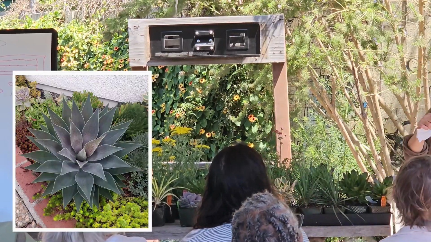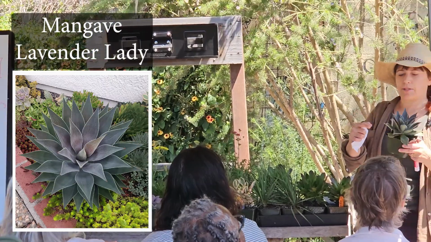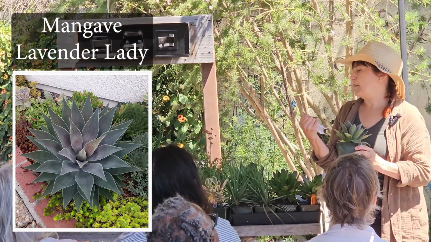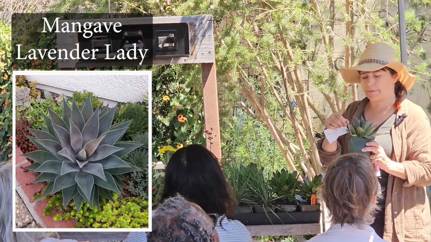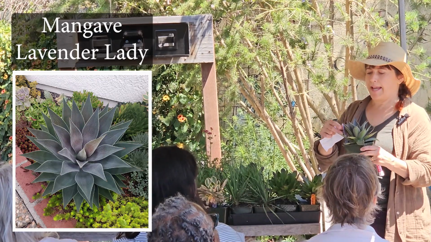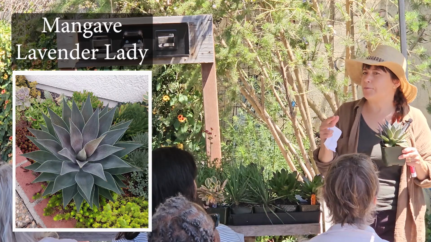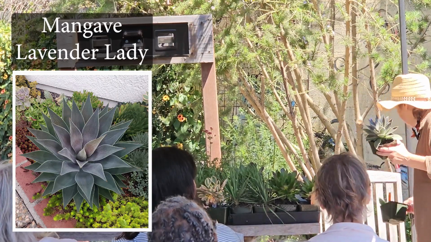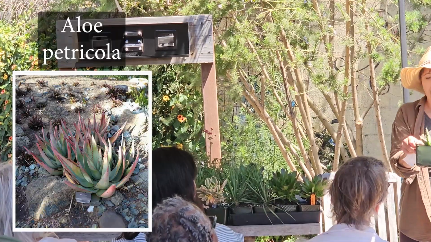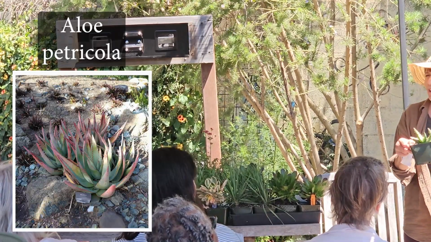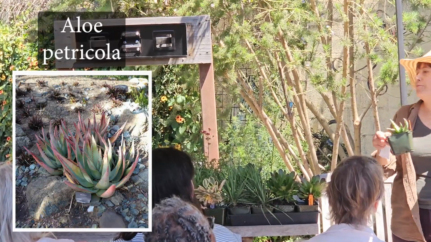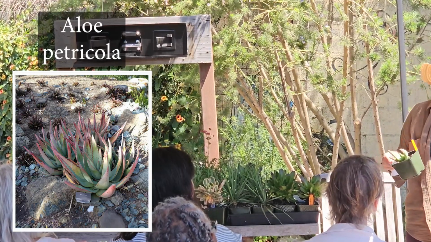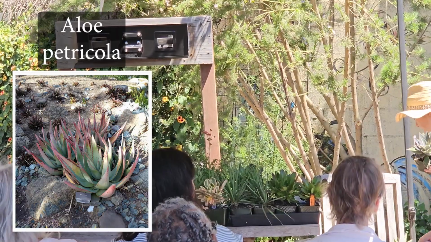Now, this looks like it has thorns, but it's actually quite soft. This is a Mangave lavender lady. It's a hybrid, very lovely. And it looks spiny, so it might deter people from touching it, but it actually isn't. On the other hand, here we have an aloe, and these are real spines. So I wouldn't plant anything spiny, partly for the liability, like you say, and partly for your own comfort if you're working or whoever you have doing the work in the garden.